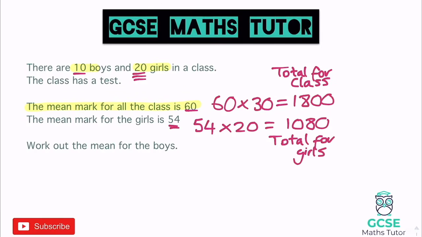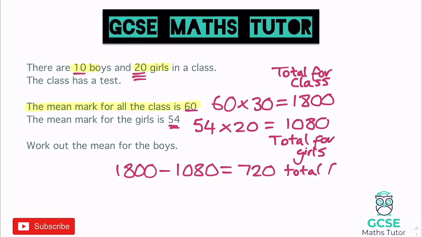Right, so just thinking logically about the information that we've got here, we've got a class of boys and girls. It says the total for the class is 1,800, the total for the girls is 1,080. So logically we can work out now the total for the boys, we can subtract those away from each other. So 1,800, take away 1,080, and let's write that down. There we go, take away 1,080, leaves us with 720. There we go, and that's the total for the boys. Let's label that up, total for boys.